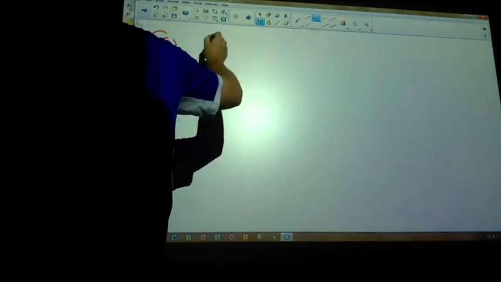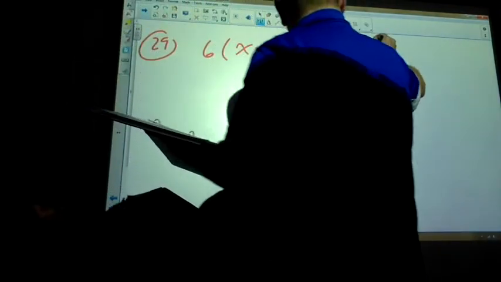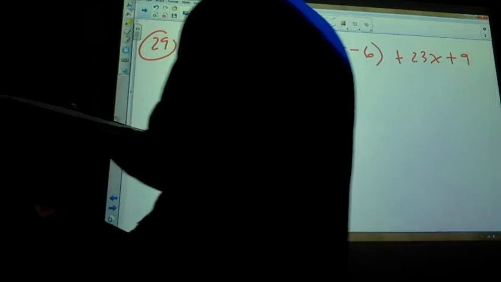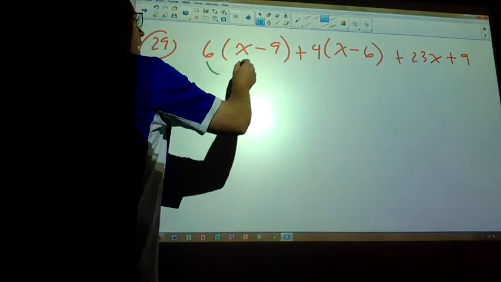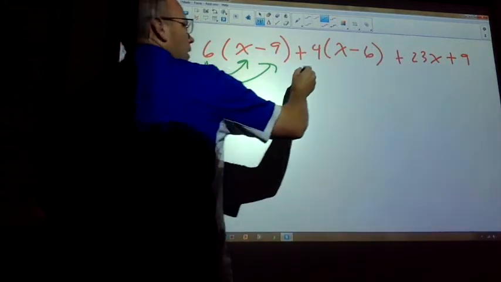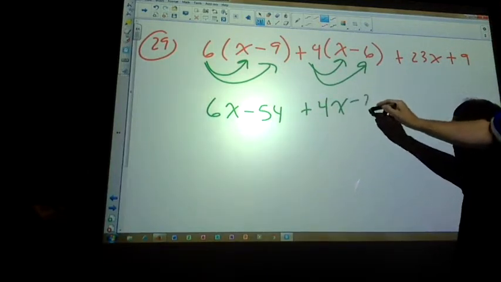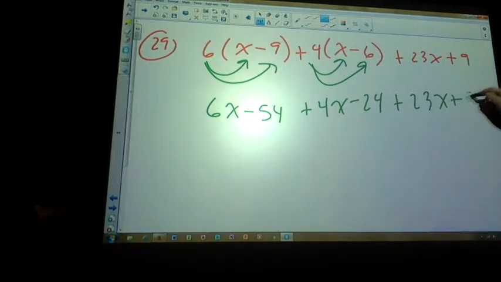Number 29, we have 6 times x minus 9, plus 4 times x minus 6, and plus 23x plus 9. Okay, this is one that we have to make sure we distribute over the parentheses first, and then we'll combine like terms after the fact. So that comes here and here, so that gives me 6x minus 54, I believe. And then I distribute here and here, so that gives me plus 4x minus 24. And then I'm just going to bring these down. Nothing's going to happen to them right now. Is that all right? You got it done? Ready?